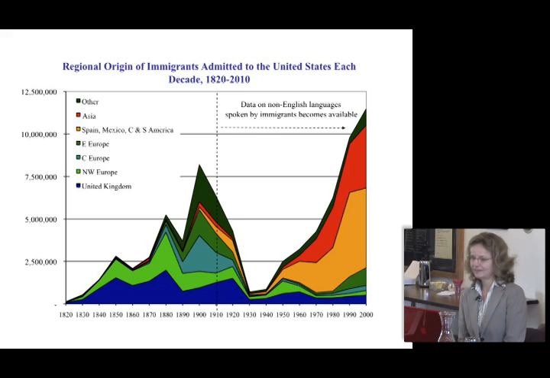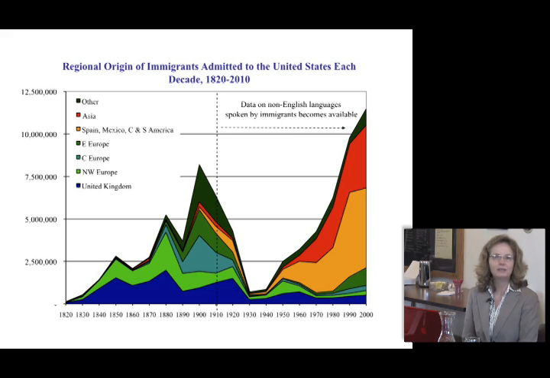So here's a graph of the regional origin of immigrants admitted to the United States since 1820, which is the first year that data on legal immigrants started being gathered. I'm sure that for the most part, this graph looks very familiar to you, so I'm not going to discuss it at very much length.